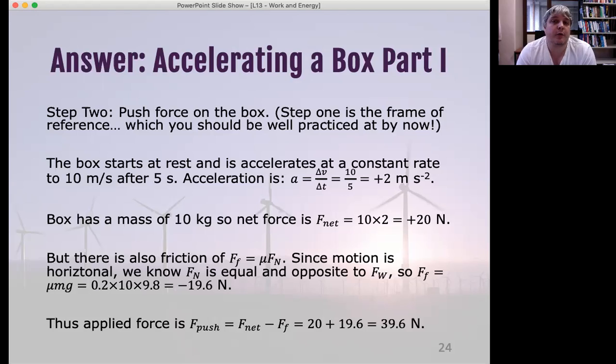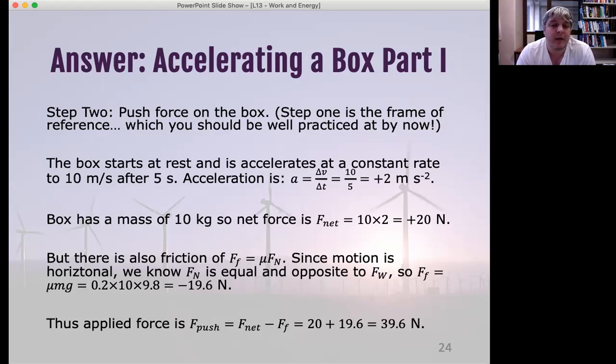But there is also a friction force. Friction force is equal to mu times normal force. Because the motion is horizontal, the surface is horizontal, our friction force is going to just be mu times Fn, and Fn is just going to be equal and opposite to the weight force. So the friction force will be mu times mg, which gives us a friction force of negative 19.6 newtons. Negative 19.6 newtons because we're opposing the motion. So the applied force must be the net force minus this friction force, but we're minusing a negative, so we actually add it. So we have a push force of 39.6 newtons.